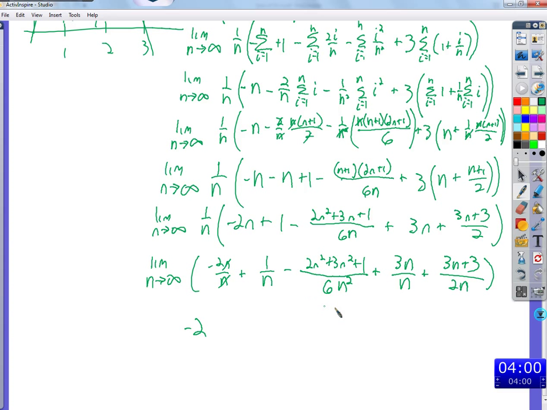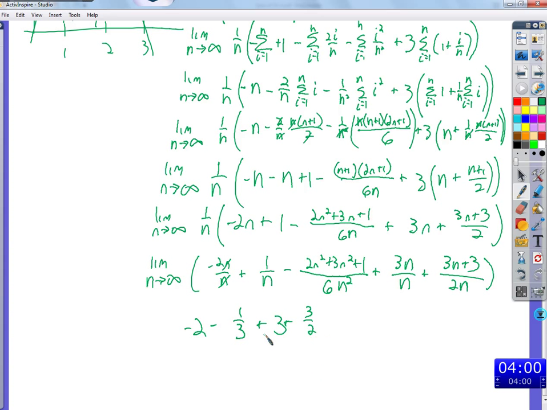So we remember that if the degrees are the same, then as n goes to infinity, we approach the ratio of these two leading coefficients. So we have a minus 1/3, if we simplify that. This one will be a 3. This one will approach 3/2. Okay, we add those all together and we're good to go.